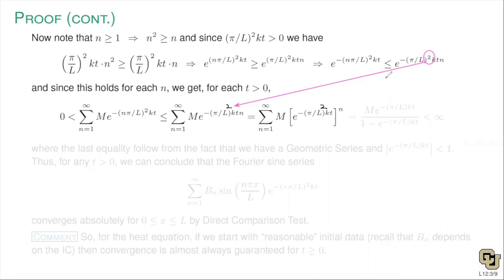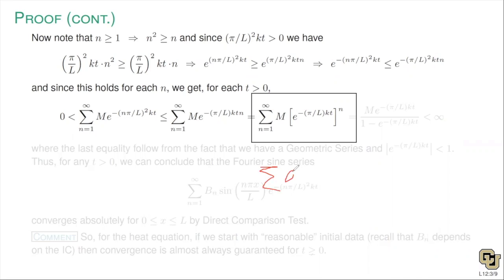So if you look at this series now, this is a geoseries. So this is a series of the form sigma A times R to the n, where this whole part is R and this part is M.